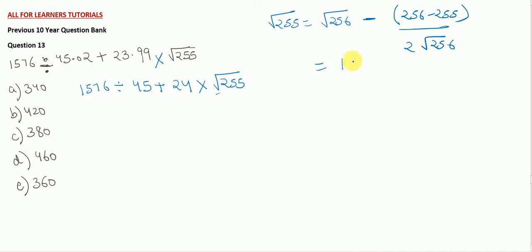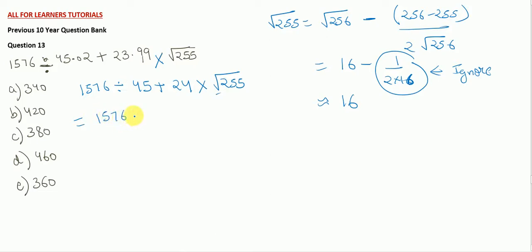So you will get it as 16 minus 1 upon 2 into 16. Okay. Before calculating this, just check whether the options are too close or not. Options are not too close, so you can easily ignore this part. Okay. So under root 255 is approximately 16 only. Okay. So just write it now: 1576 divided by 45 plus 24 into 16.